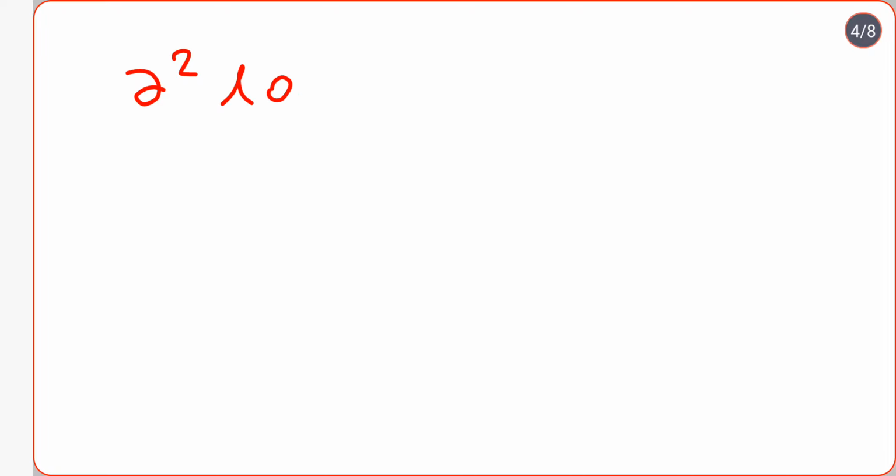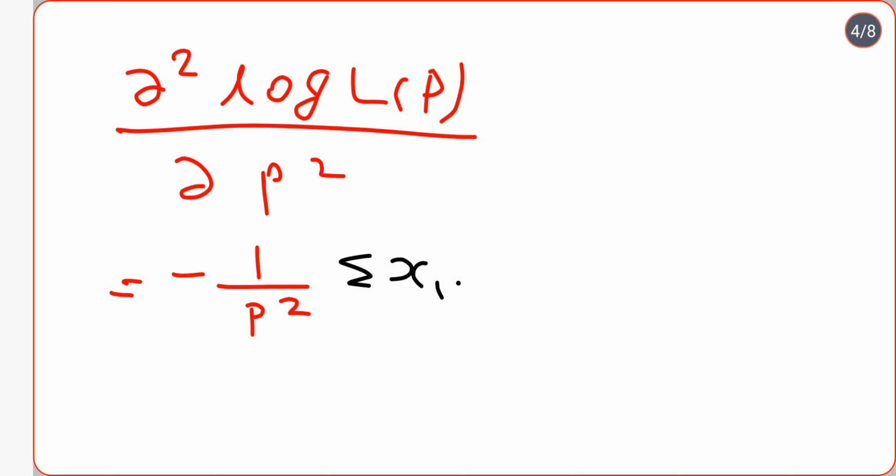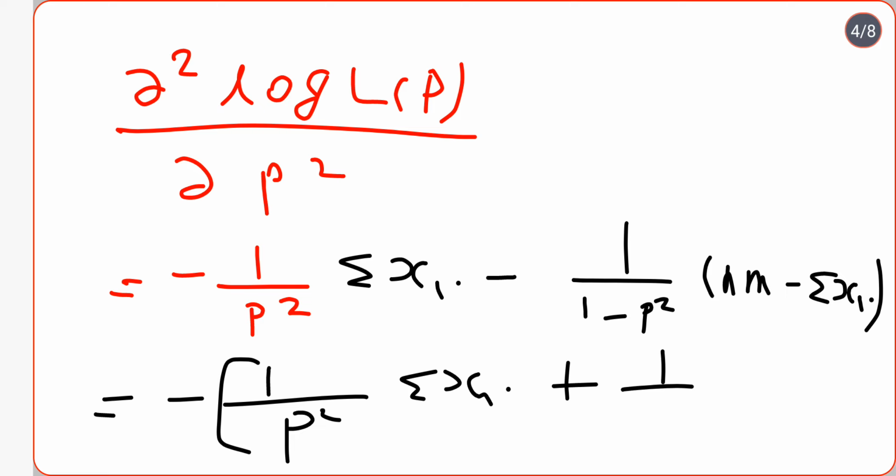del square log L of p divided by del p square. What will be the value? The value is minus 1 by p square into summation xi minus 1 by (1 minus p) square into (mn minus summation xi). Now if I take the minus common out of it, it will be minus of [1 by p square summation xi plus 1 by (1 minus p) square (mn minus summation xi)].